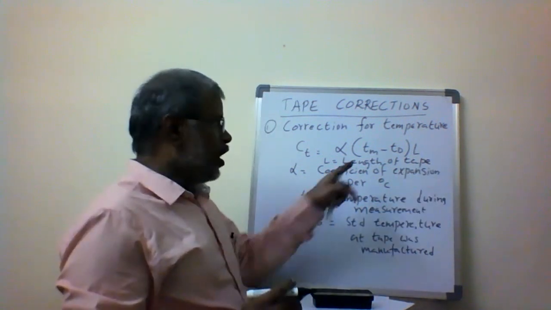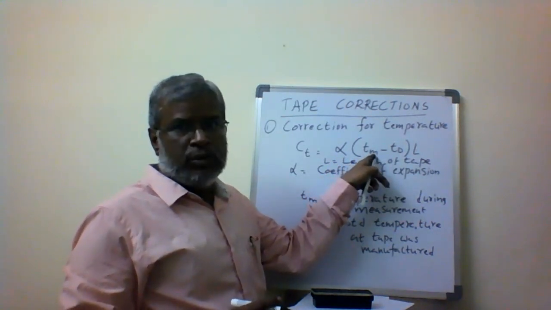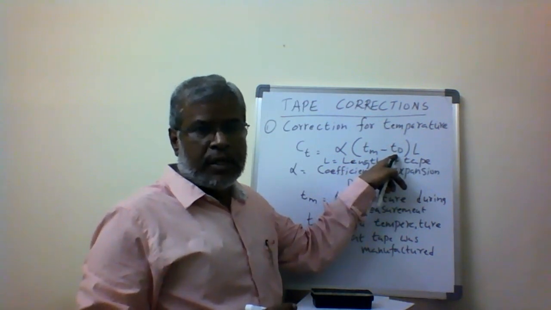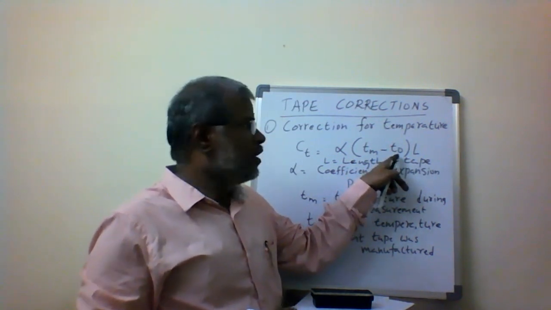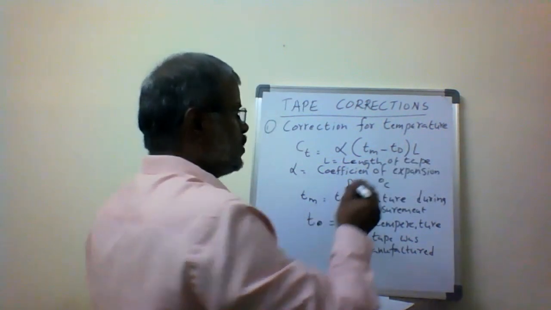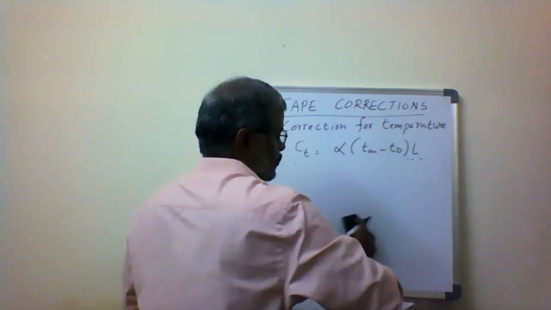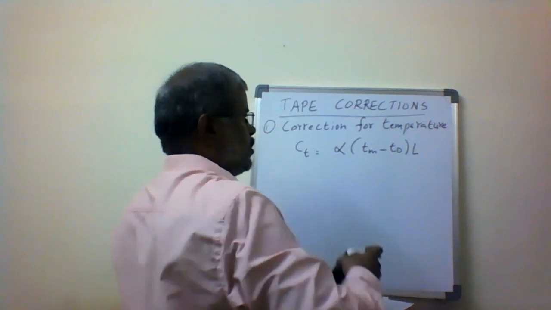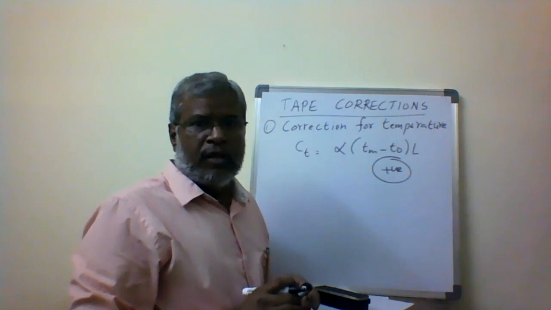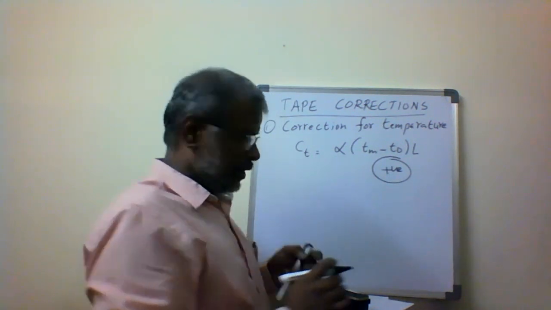So alpha is the coefficient of expansion per degree centigrade, Tm equals the temperature during the measurement, T0 equals the standard temperature at which the tape material was prepared or manufactured, L equals the length of the tape. So this is the temperature correction. Temperature correction is always going to be positive because Tm is greater than T0. That's why it is always a positive correction.